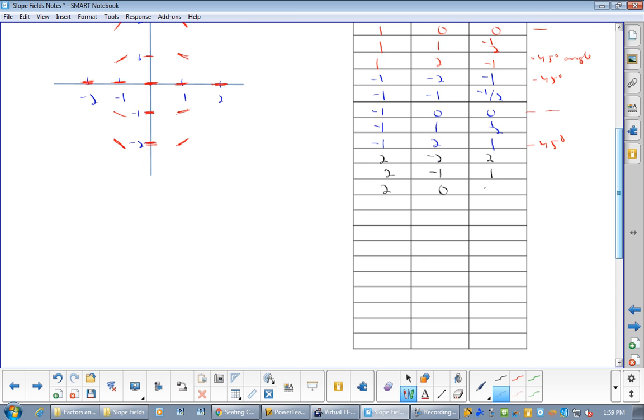2 times 0 is 0. I've already done that one. And then 2 times 1 is 2 times a negative 1/2. Okay, I should have negative 1 there. And then 2 times 2 times negative, it's negative 2. I think I have that written in my book wrong, so I got to change that.